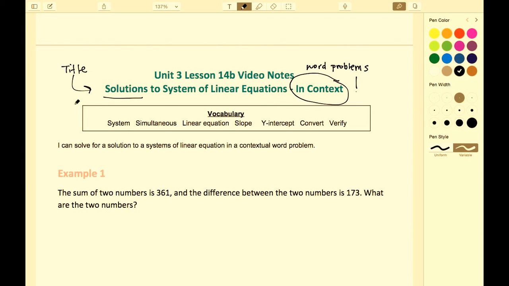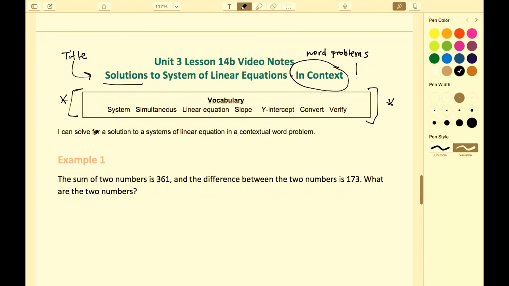Okay, so here's some vocabulary that will be used in this video. You can use that in your summary. And then here, this is our objective in the video. I can solve for a solution to a system of linear equations in a contextual word problem.